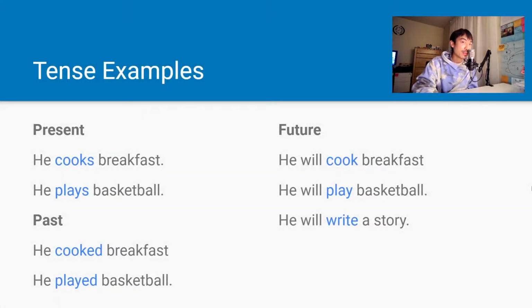So here's some examples of tenses. For present tense, he cooks breakfast, he plays basketball. And for past tense, he cooked breakfast, he played basketball. Seeing that it uses the ed form right there in the past tense. Future, he will cook breakfast, he will play basketball, he will write a story. Those are all being used with present tense verbs for future aspects.